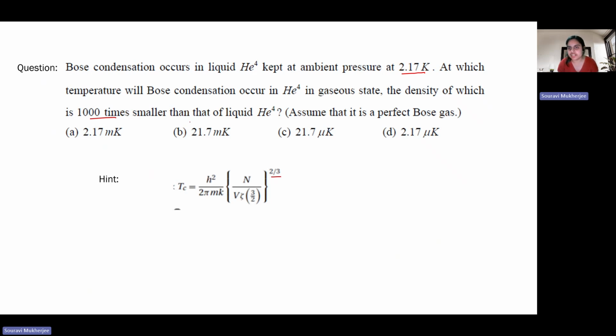So that means it's 100 times smaller, right? Tc will be 100 times smaller. So that means it will be 0.0217 Kelvin, right? Now you can change it to millikelvin: 0.0217 Kelvin is equal to 21.7 millikelvin, right? So the answer is B.